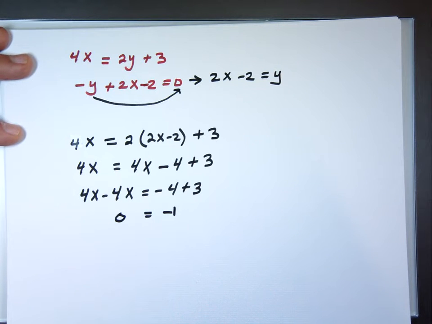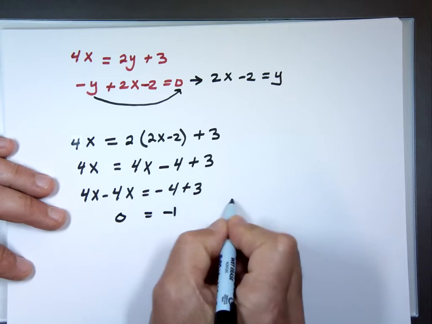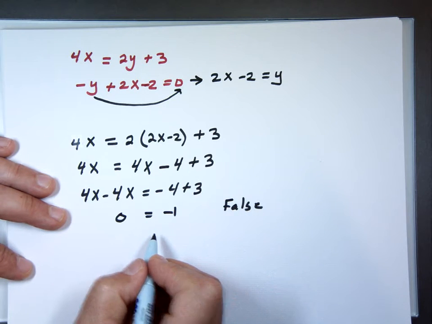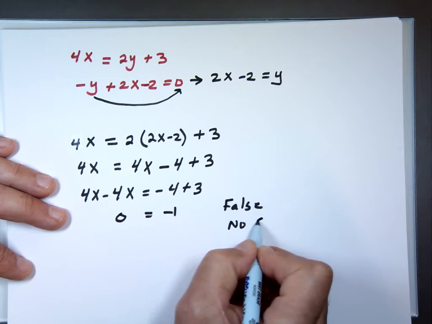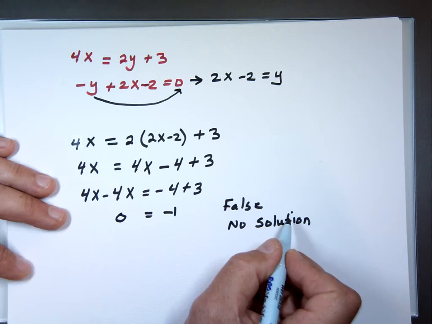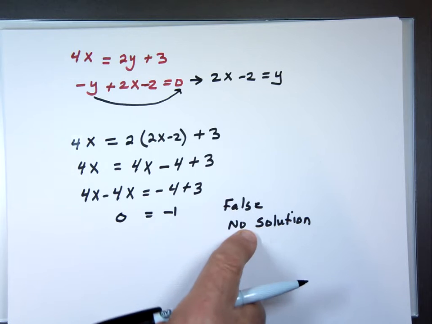Now, how often have we looked in a math book and seen 0 equals negative 1? Never. This is a false statement. And if it's false, that means what? No solution. Remember, when you're solving two equations with two unknowns, what are you looking for? Where the two lines intersect each other. This one tells you no solution, they'll never intersect.